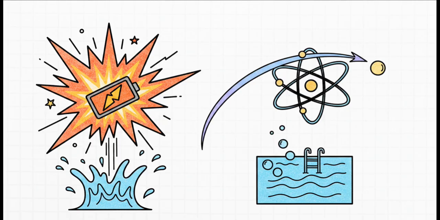Then look at group 17, the halogens. They are incredibly reactive because they will do absolutely anything to steal just one electron to complete their shell. That intense, aggressive reactivity is exactly why we use chlorine to destroy bacteria in swimming pools.